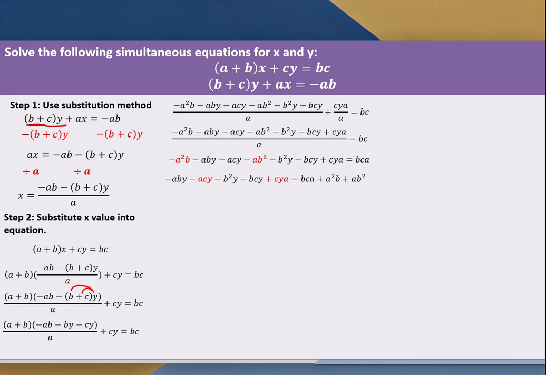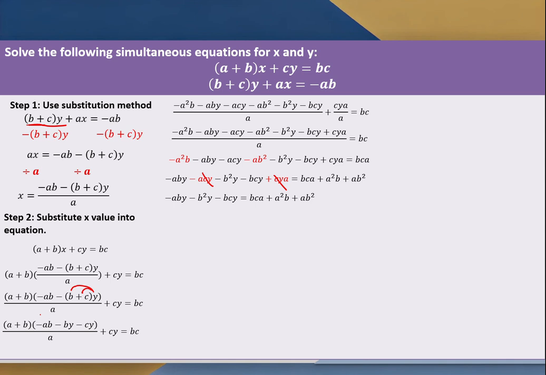The next part that I'm going to look at is, can I simplify anything? So straight away here, I've got negative acy and plus acy. Those instantly will cancel out. So it's just trying to simplify it. Now I'm left with something a bit easier to look at. Negative aby minus b squared y minus bcy is equal to bca plus a squared b plus ab squared.